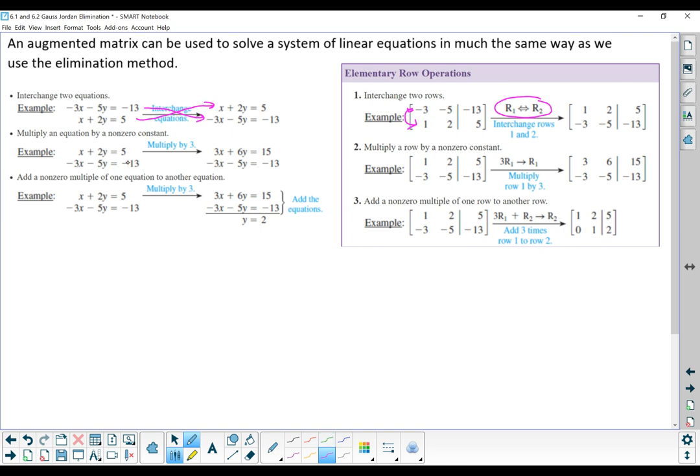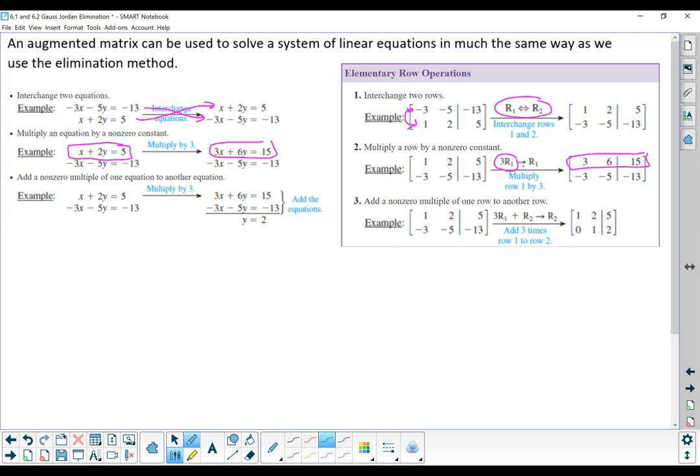It's also fine if you multiply one of the rows by a non-zero constant. That's just like taking one of your equations and multiplying it by 3. So that's absolutely okay. So in this matrix example over here, we have 3 times row 1 is mapping to row 1. So we're replacing row 1 with 3 times row 1. So you can see it turned into 3, 6, and 15. And that's totally fine to do. You can do that when you're using a matrix to solve a system of equations.